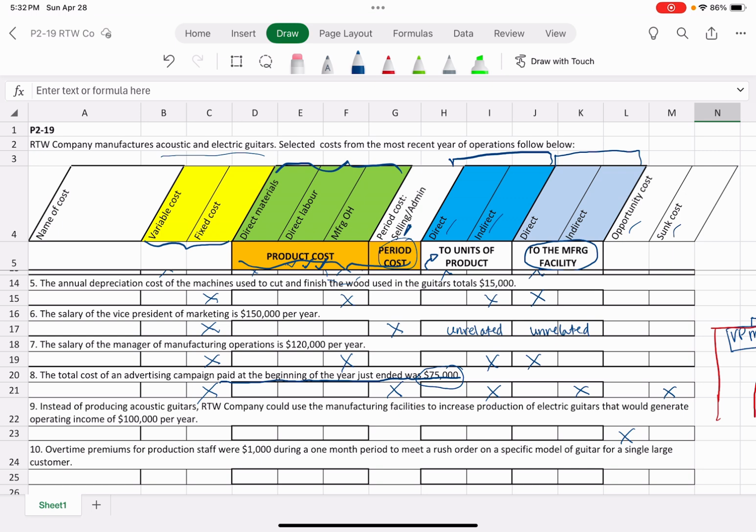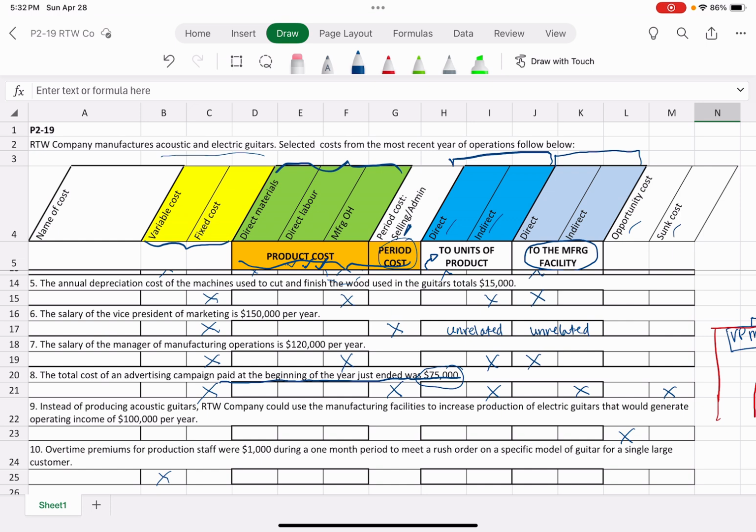Okay, finally, overtime premiums. So this is one which is a little gray. Overtime premiums, you would think, you could argue, they're variable because it depends on the number of hours of overtime that people do to generate that 1,000. So you could consider that a variable cost. So I'm going to include it in variable cost here.